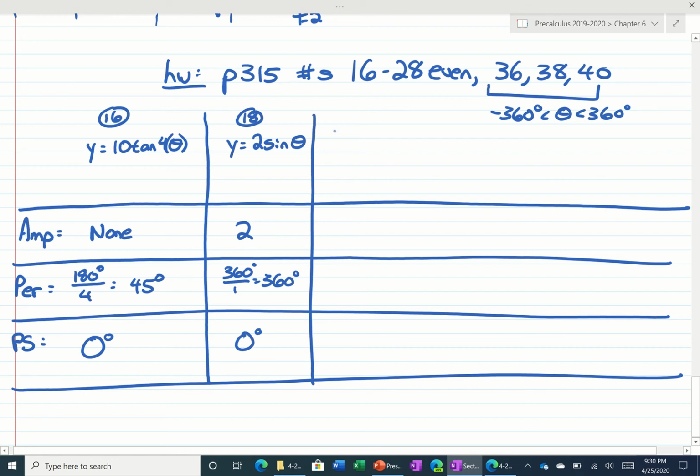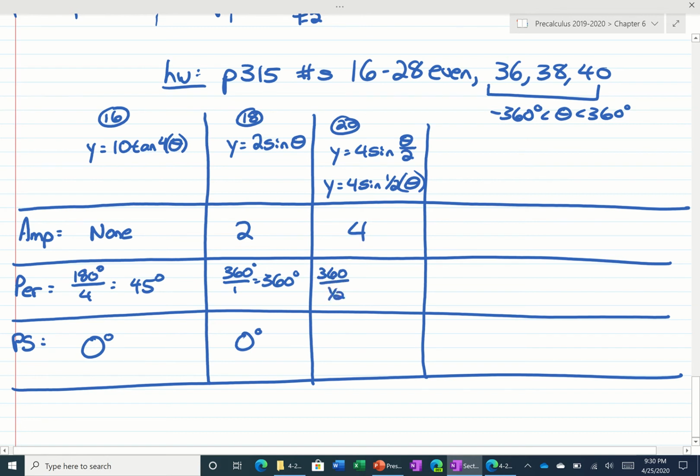For number 20, it says y is equal to 4 times the sine of theta over 2. We talked about whenever you're dividing by 2, that was a class example. We said that that's really just 1/2 in front. There's no plus or minus, so the amplitude would be 4. The period is the normal period of sine divided by 1/2, which is 720. And then the phase shift, we're not going left or right, so that would be 0.